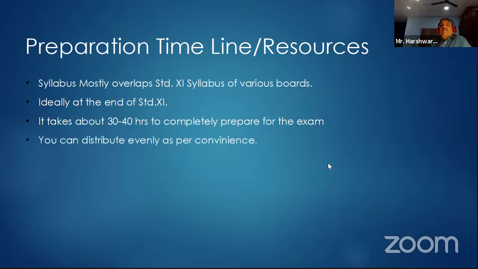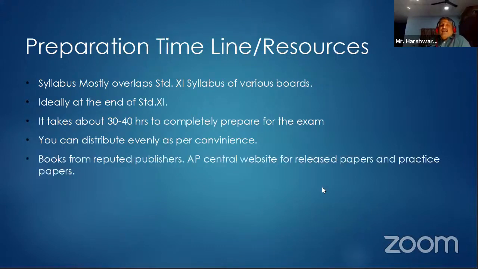You can distribute these 40 hours evenly as per your convenience. For example, somebody would say, I will put in 4 hours a day for 10 days. Yes, you can, but obviously a better preparation would be putting in 2 hours for 20 days. So something on those lines you need to think about when you are actually giving this particular exam.